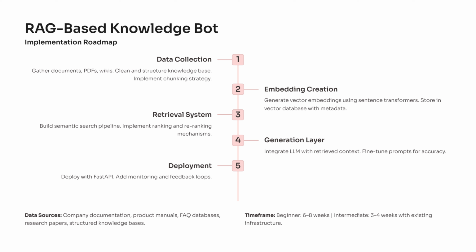The beginner timeline is 6 to 8 weeks, while intermediate learners can finish in 3 to 4 weeks using existing infrastructure. This roadmap shows recruiters you can build real systems end-to-end, not just run models.